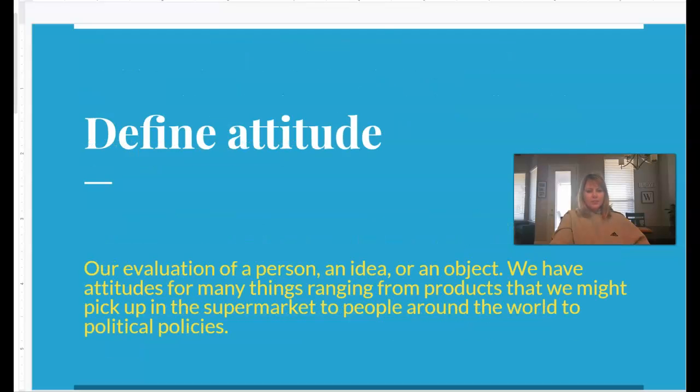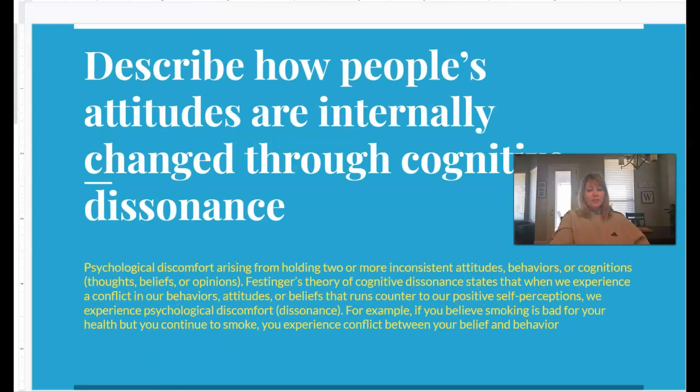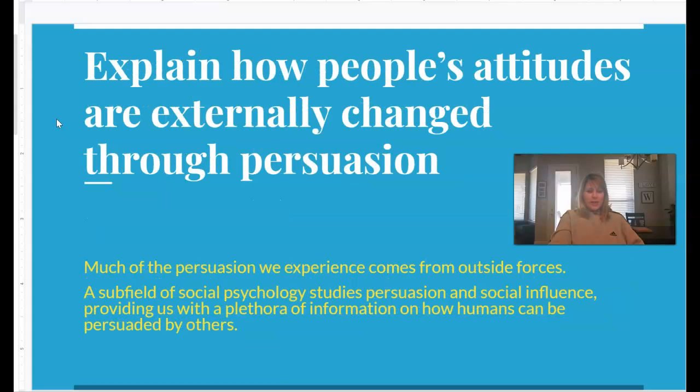Attitudes and persuasion. Attitudes are evaluations of a person, an idea, or an object. And describe how people's attitudes are internally changed through cognitive dissonance. Psychological discomfort arises from holding two or more inconsistent attitudes, behaviors, or cognitions. For example, if you believe smoking is bad for your health, but you continue to smoke, you experience conflict between your belief and your behavior. People's attitudes are externally changed through persuasion. Much of the persuasion we experience comes from outside forces. Think about commercials.